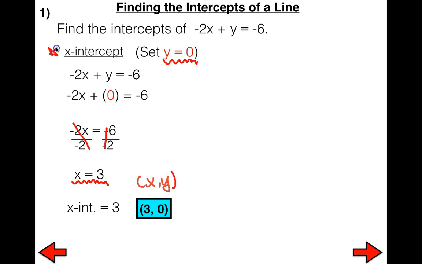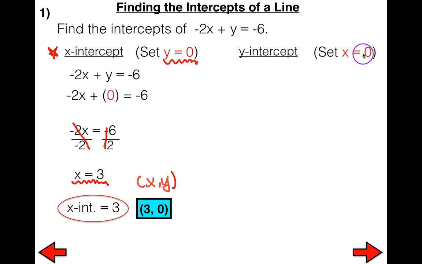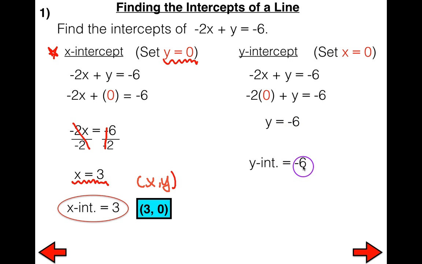Now that I found the x-intercept, I'm going to find the y-intercept. If I'm looking for the y-intercept, I'm trying to put the focus on y, so I must camouflage x. So I'm going to make x equal 0. Once more, I'm going to use the equation, but this time I'm going to replace x with a 0. Now I'm just going to solve for y. So -2 times 0 is 0, which leaves me with y = -6. So my y-intercept is going to occur at -6.